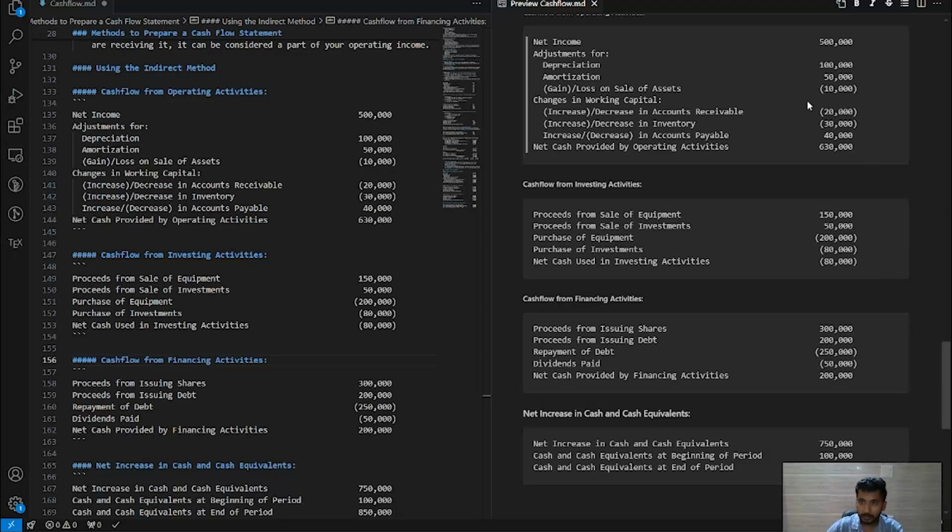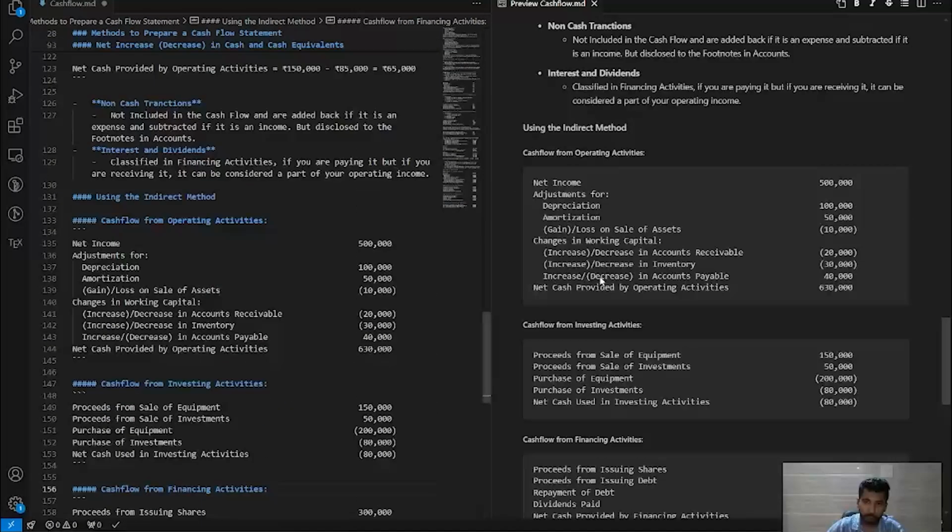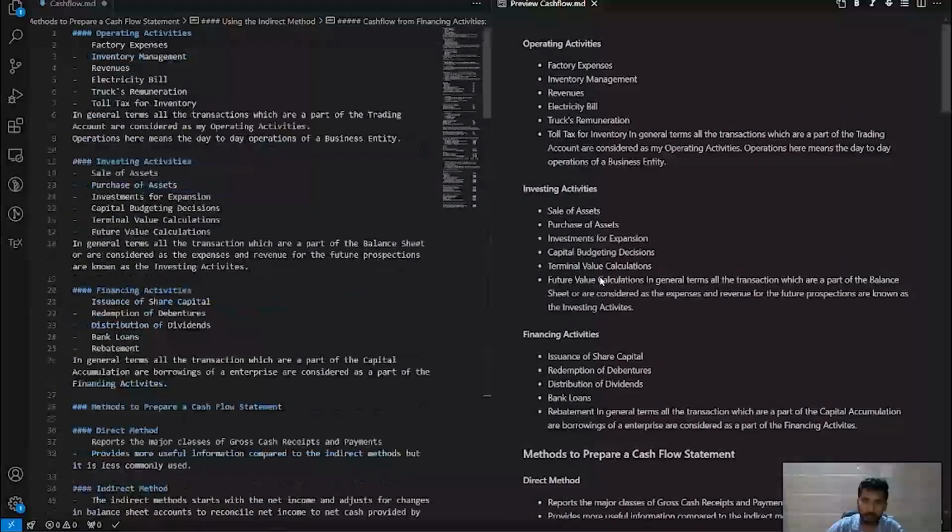Okay. So I hope you have understood this question and how the cash flow statement works in the direct method and the indirect method.